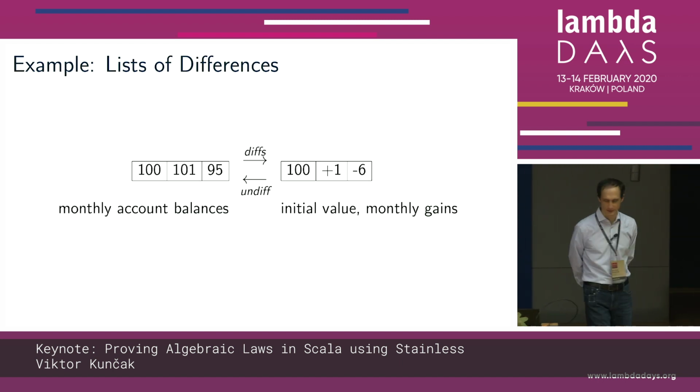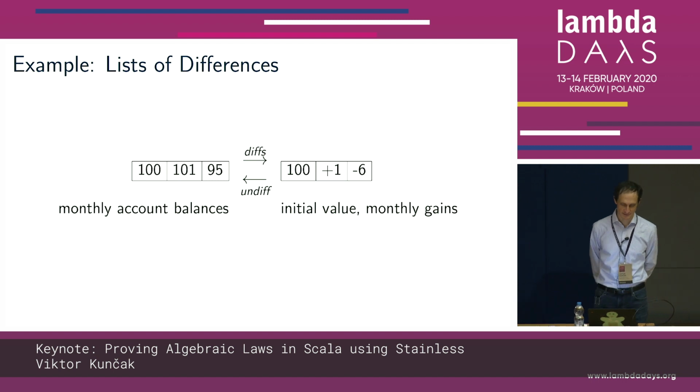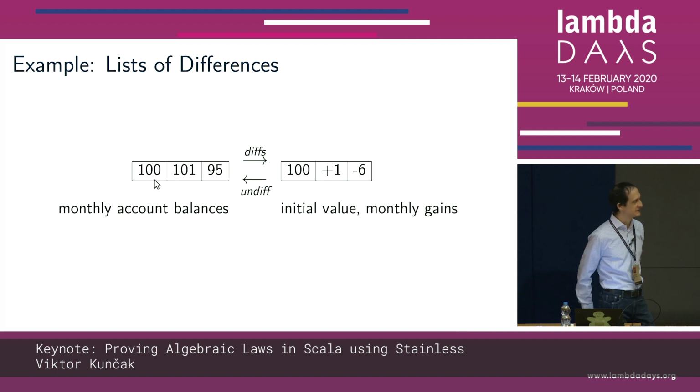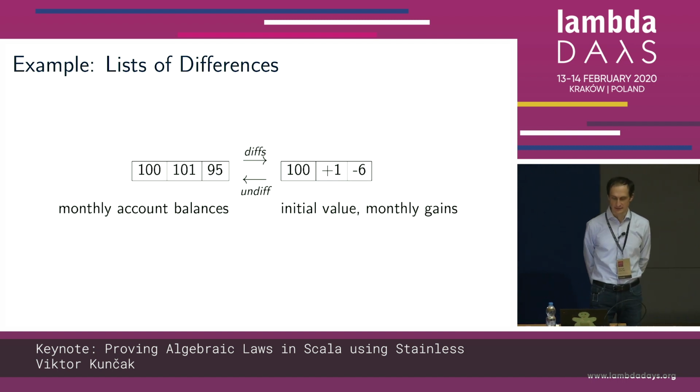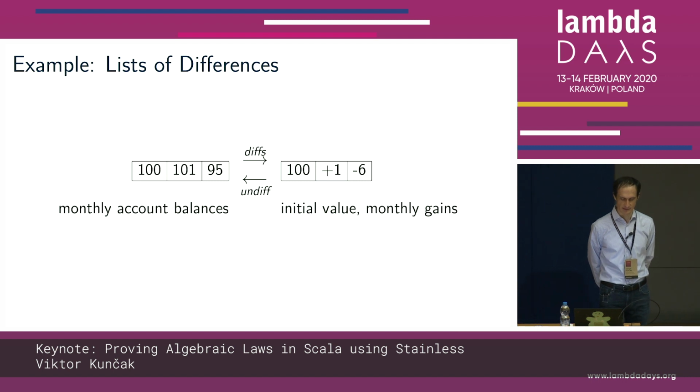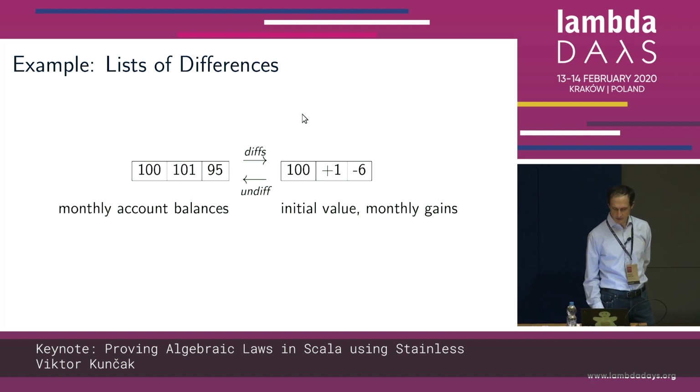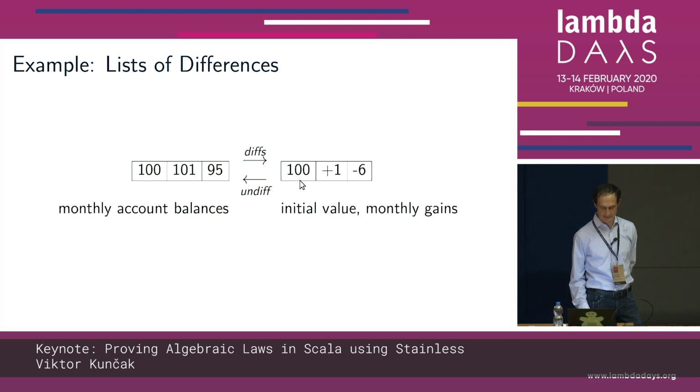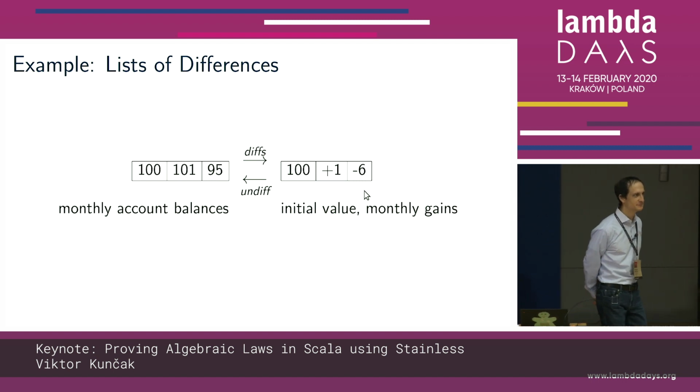I'm going to use a very simple example of computing a list of differences between some initial list. Suppose you have some monthly balances in your account. From there, you want to compute the list that has the same first element, just the initial balance, but then subsequent elements just indicate the delta, the difference between the 2 months. So we have +1 going from the first to the second, and then going to the third, we have -6. So that's the list that we compute.